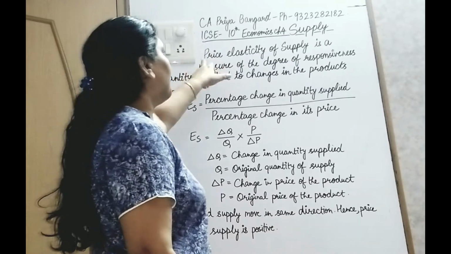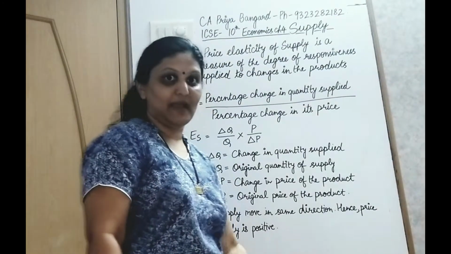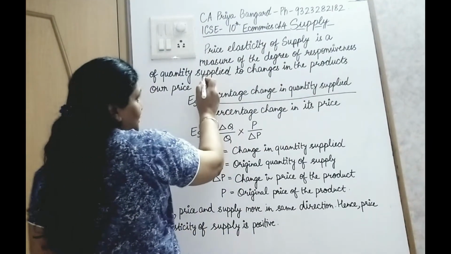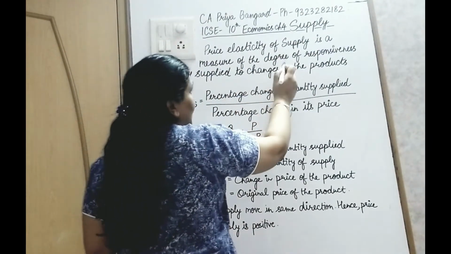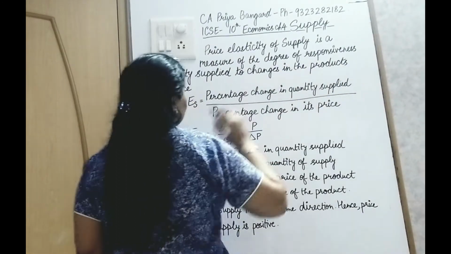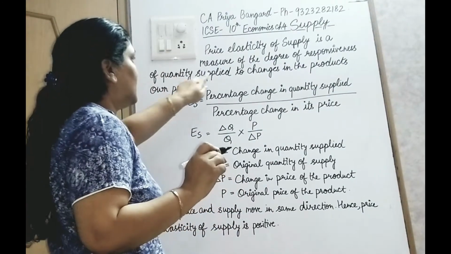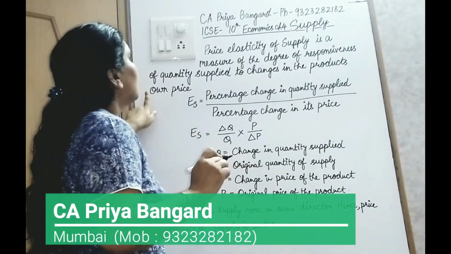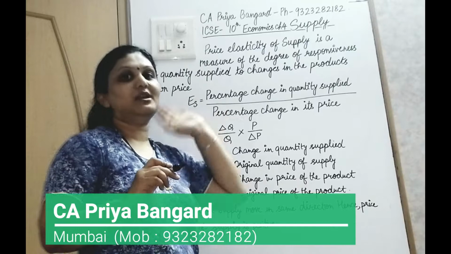What is price elasticity of supply? So price elasticity of supply is a measure of the degree of responsiveness of quantity supplied to changes in the product's own price. Now what does this mean?